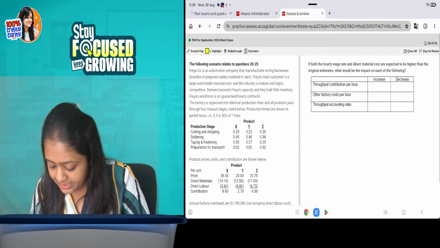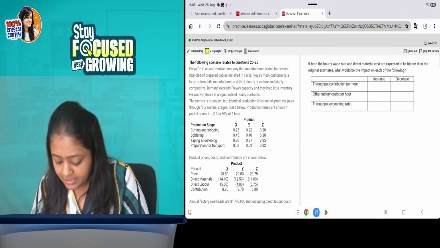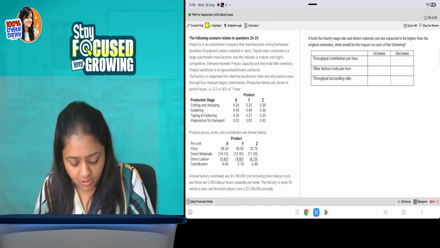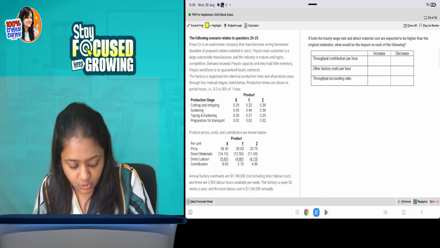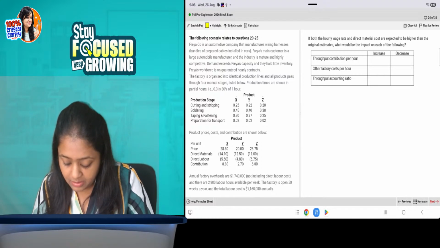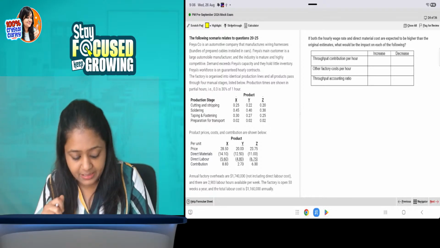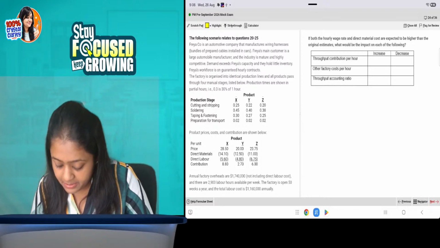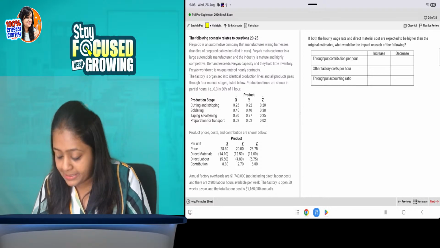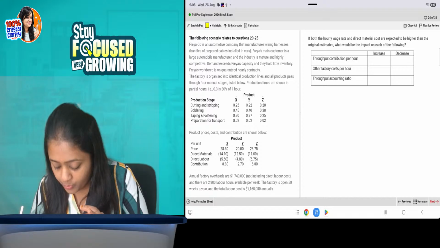Now let's go to the next one. If both hourly wage rate and direct material cost are expected to be higher than the original estimates, what would be the impact on the following?